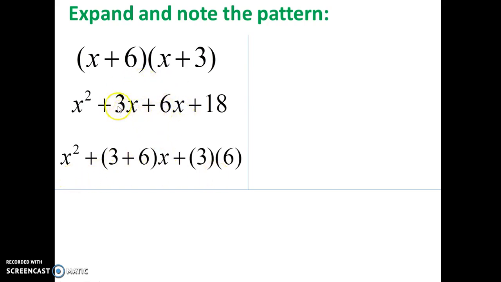Notice if you were combining these, you would do 3 plus 6, and it would be 9x. So I'm just going to write it like this, 3 plus 6x. This 18 I've rewritten as 3 times 6.